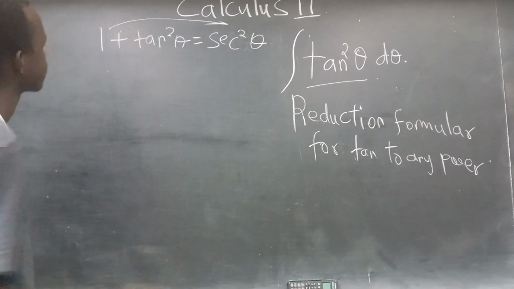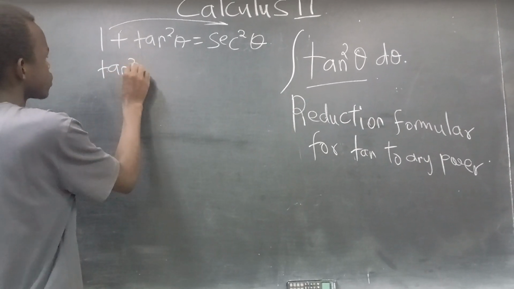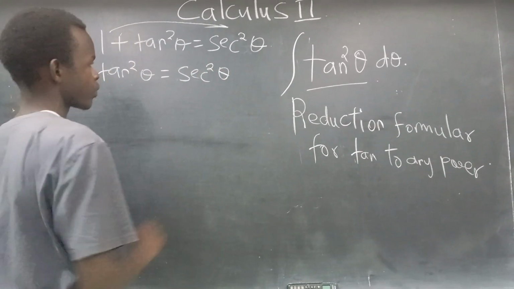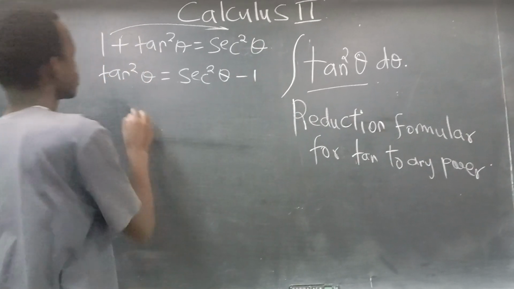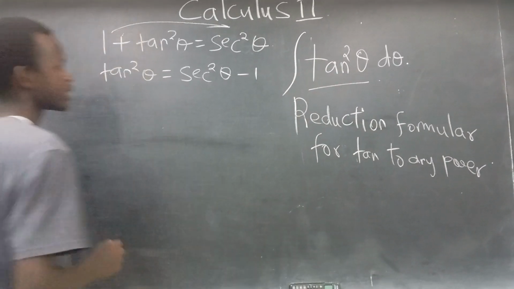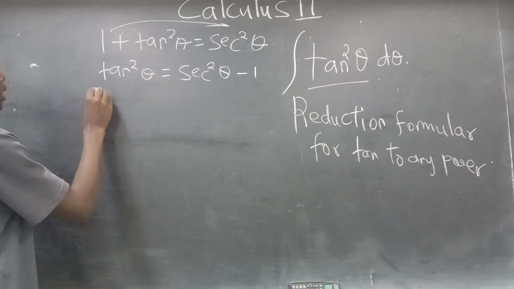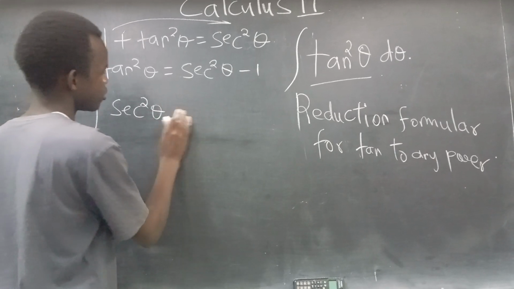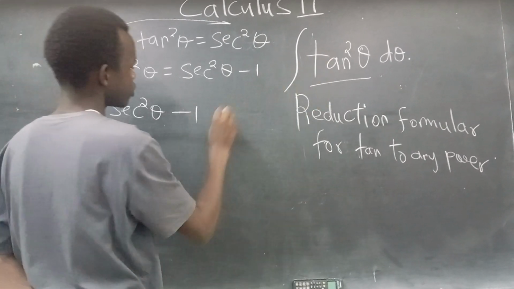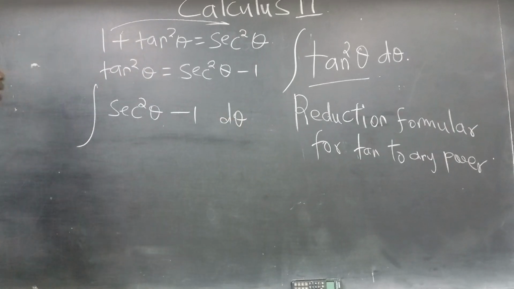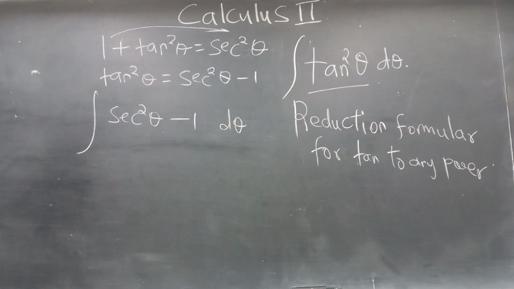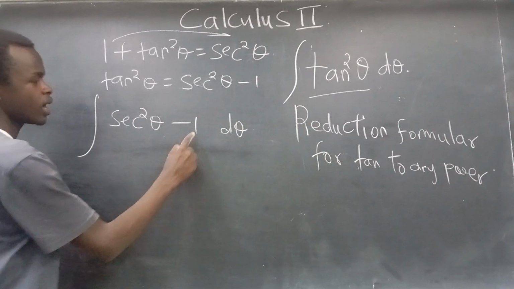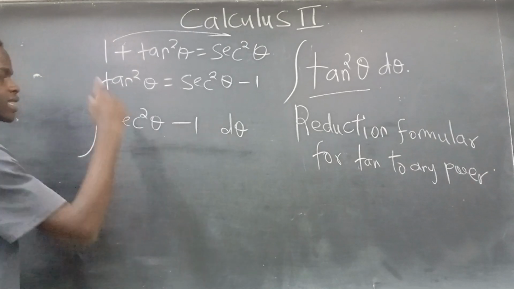So I'll just get my tan squared of theta is the same as secant squared of theta minus 1. Okay? So this is what I'll be replacing again inside there. So I'll write the integral of secant squared of theta minus 1, don't forget the d theta. It's becoming interesting. So from there, it's simple. When I'm integrating 1 with respect to theta, it's just theta, okay?